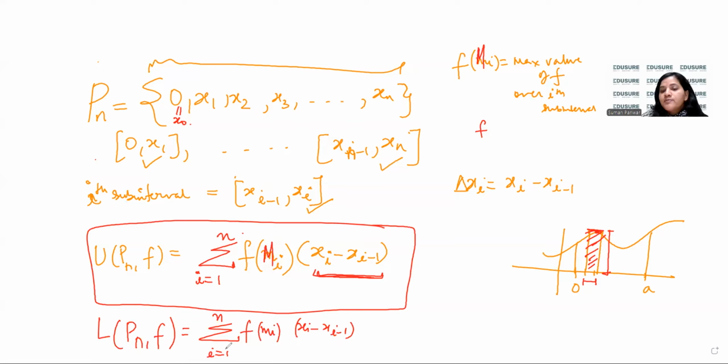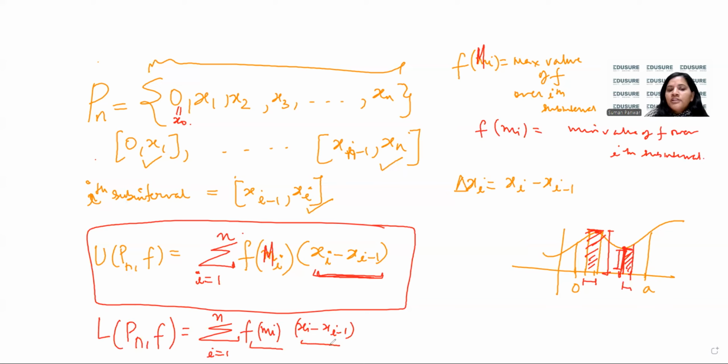What is f of small mi? It is the minimum value of f over the ith subinterval. What does it mean? If you look at this subinterval and at the minimum value, this is the minimum value. So if you take this as the height, this is your f of small mi, and multiply it with the width, you will get the lower rectangles. So if you add all the lower rectangles, you will get the lower sum.